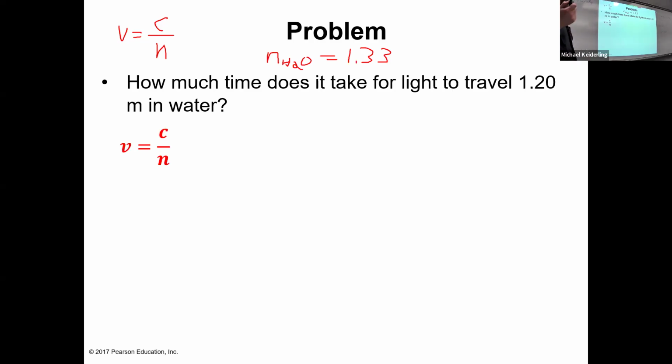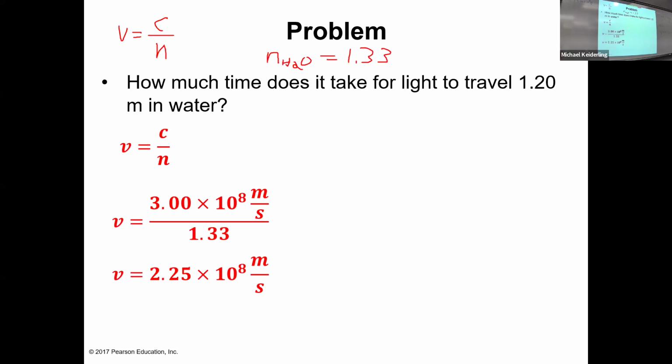So, speed of light in a medium is c divided by the index of refraction. So 3 times 10 to the 8th divided by 1.33. So the speed of light in water is 2.25 times 10 to the 8th meters per second.